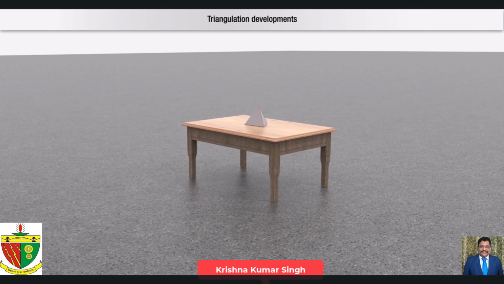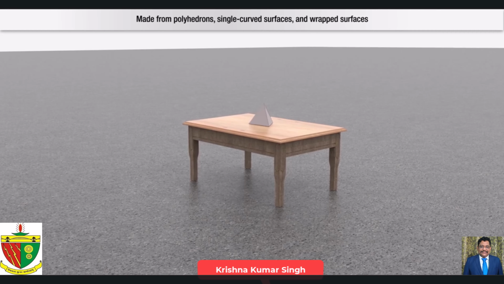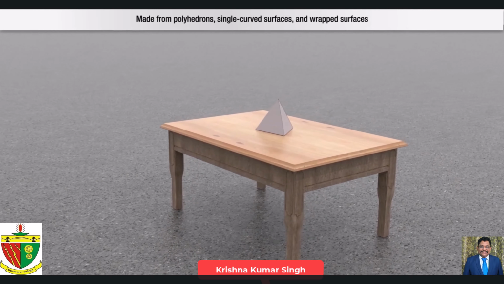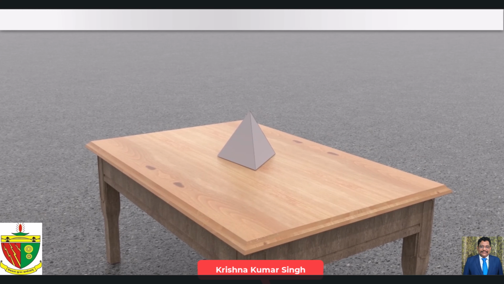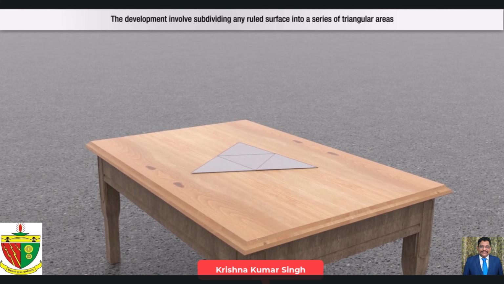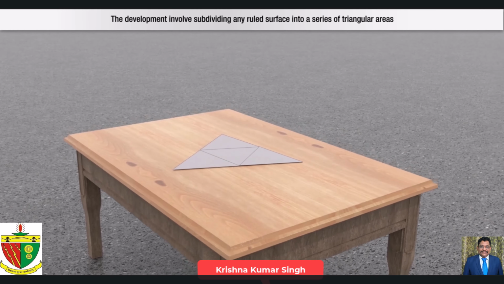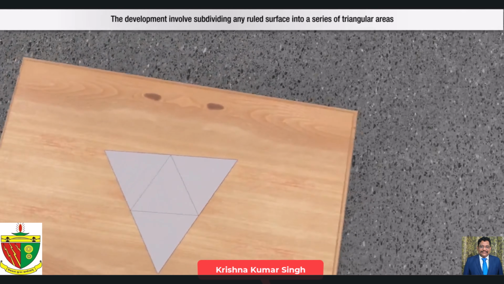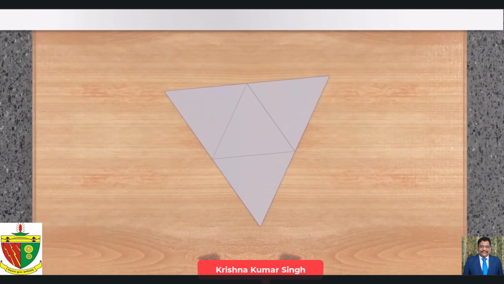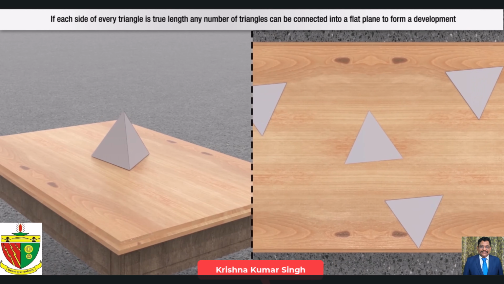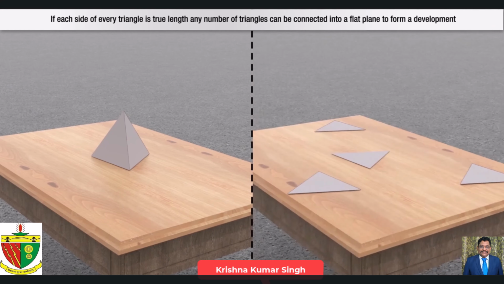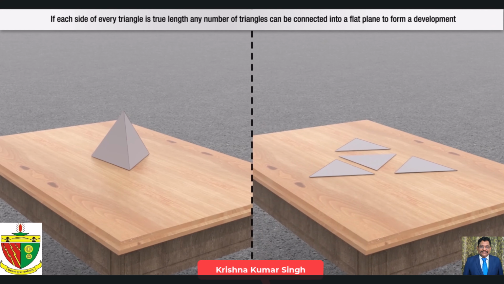Triangular developments. Made from polyhedrons, single curved surfaces and wrapped surfaces. The development involves subdividing any ruled surface into a series of triangular areas. If each side of every triangle is true length, any number of triangles can be connected into a flat plane to form a development.